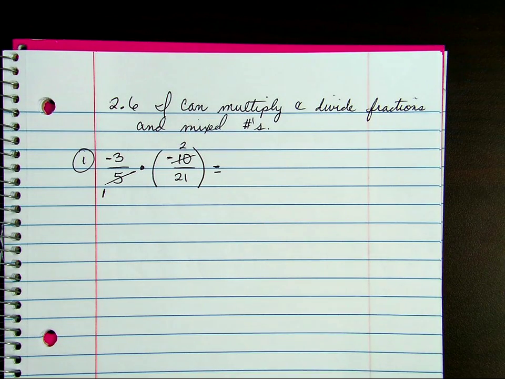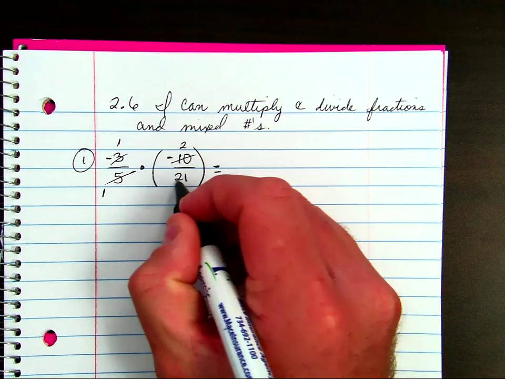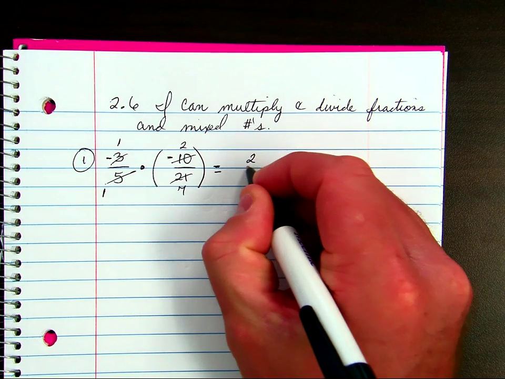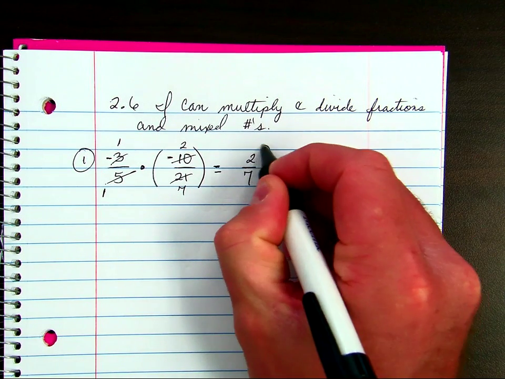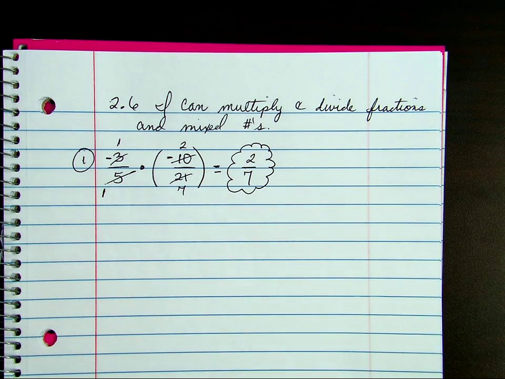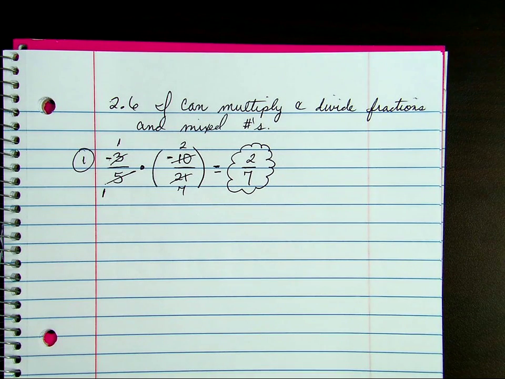And then you said the 3 and the 21. What's the greatest common factor of 3 and 21? Kayla? 3. 3 divided by 3, 21 divided by 3. So our answer is 2/7. And it's positive because a negative times a negative is a positive.